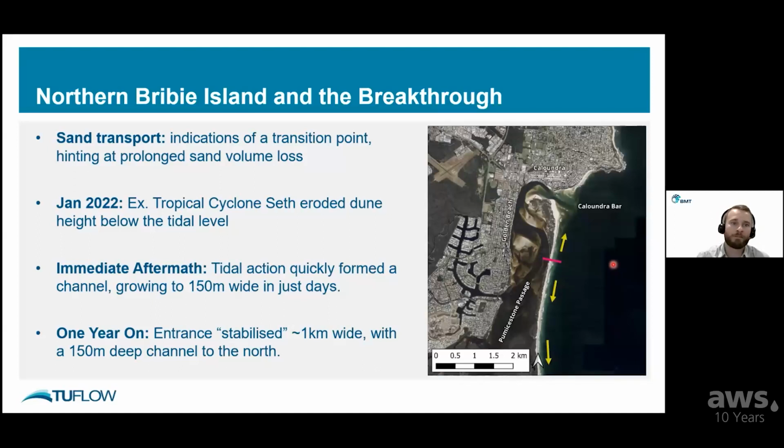So leading up to the breakthrough, about a year before it happened, there was a large storm that came on and waves overwashed the island, and sand was lost to the deep tidal channel just behind it. And then a year later, ex-tropical cyclone Seth eroded the dune below the tidal level. Very quickly, tidal action formed a channel, carved it out, and this grew to about 150 meters wide in just days. And then a year on, this has stabilized to be around about 1 kilometer wide, the whole entrance, but it maintains that 150 meter wide deep channel in the north.